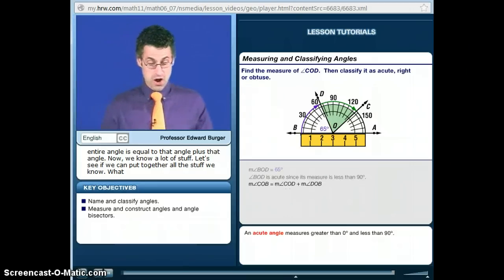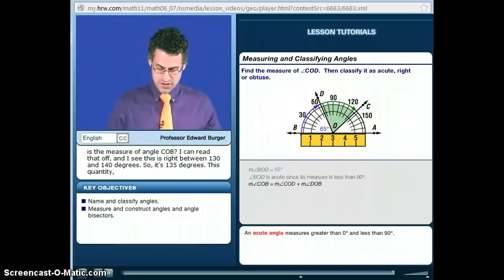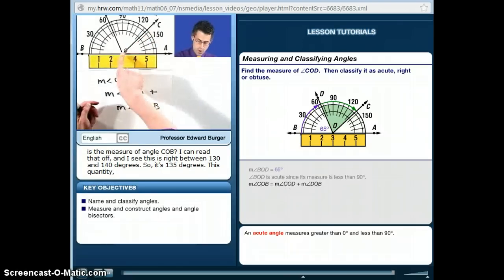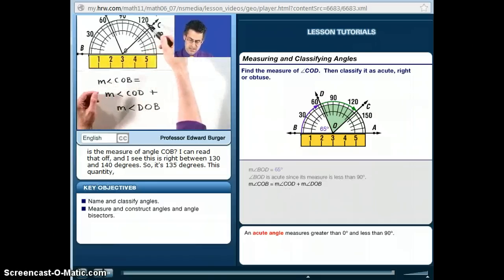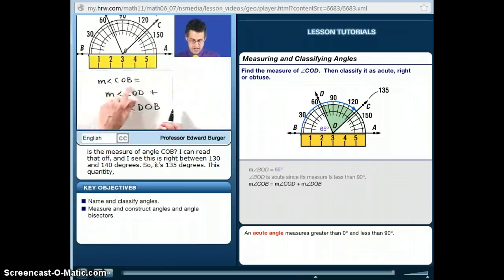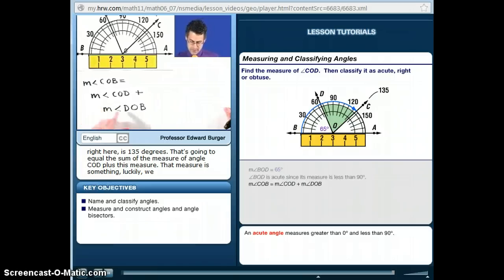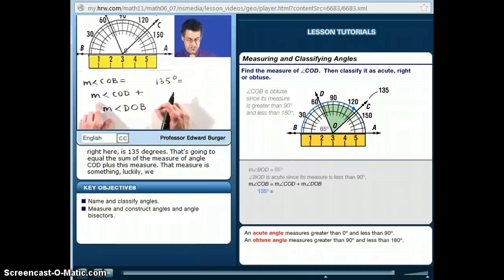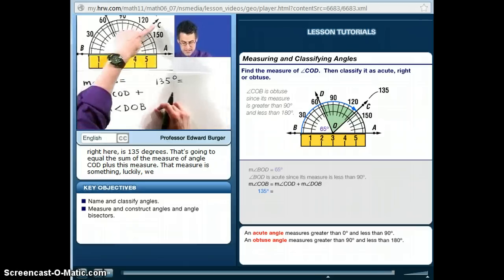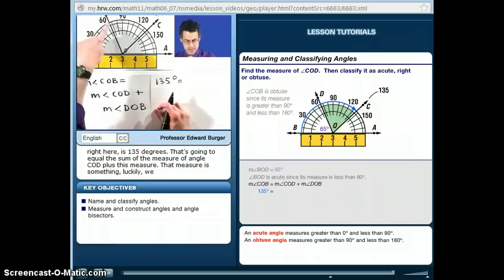All right, now we know a lot of stuff. And so let's see if we can put together all the stuff we know. What is the measure of angle COB? Well, I can read that off, and I see this is 120 degrees, this is 130 degrees, this is right between 130 and 140 degrees, so it's 135 degrees. So this quantity right here is 135 degrees. And that's going to equal the sum of the angles, measure of angle COD plus this measure.